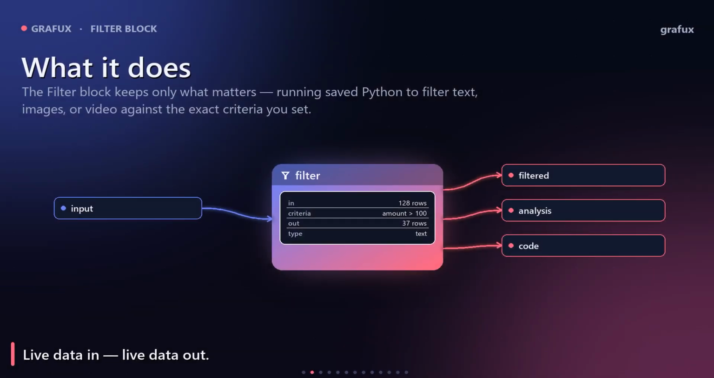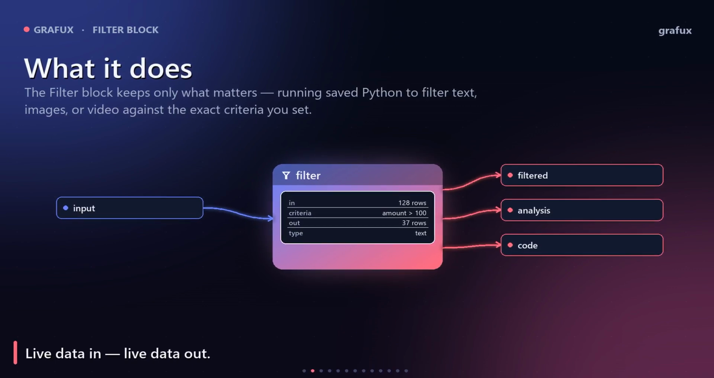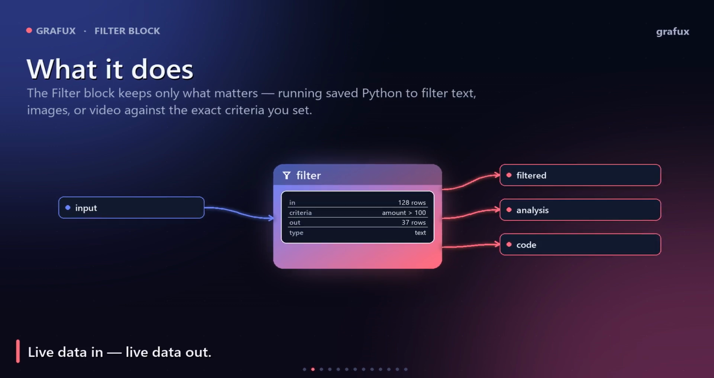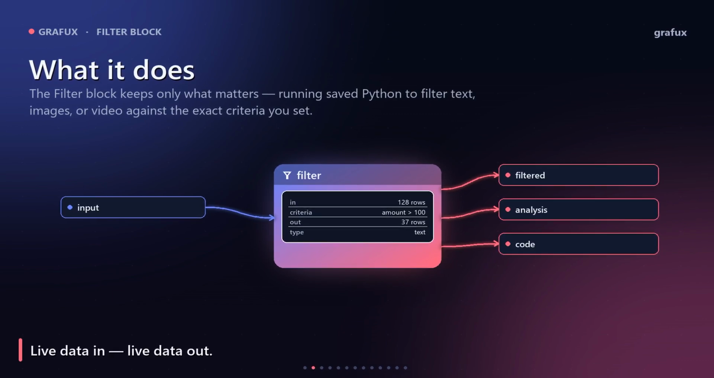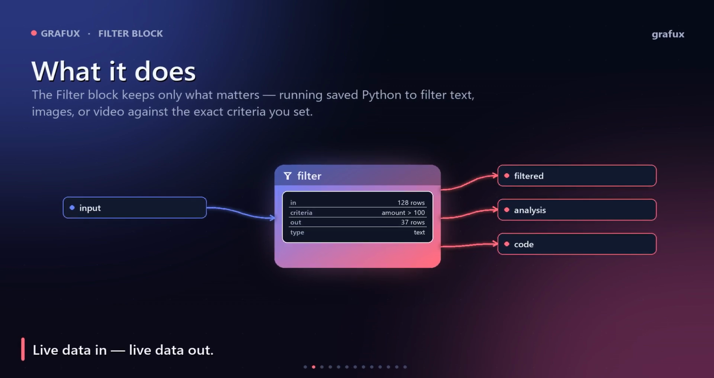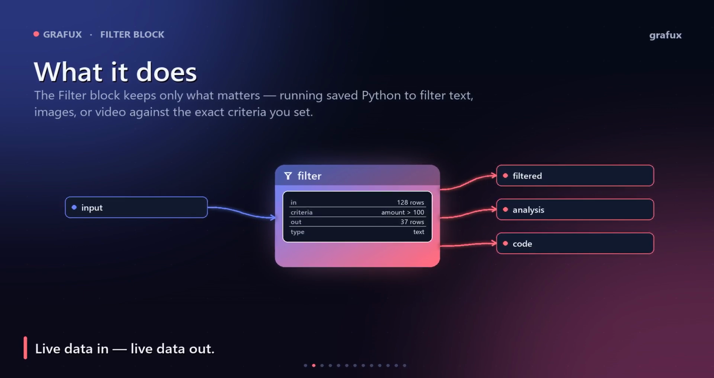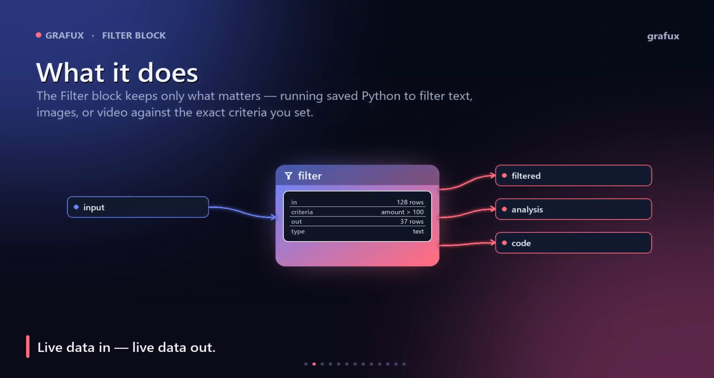So what is it? Put simply, the filter block keeps only what matters, running saved Python to filter text, images, or video against the exact criteria you set. You give it what it needs, it does the work, and it hands you back filtered, analysis, and code as live data you can wire into anything else on your canvas. There's no setup and no boilerplate. You describe the outcome you want, and the block quietly takes care of the how.